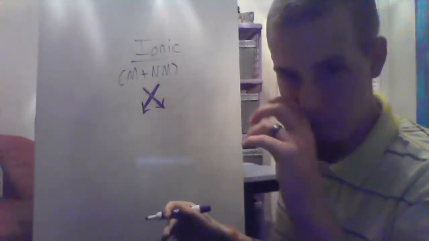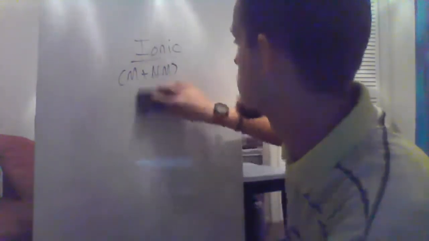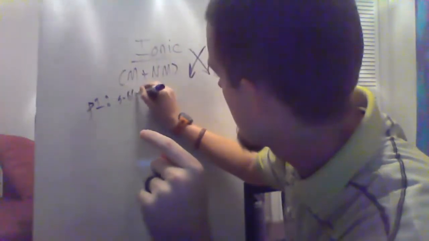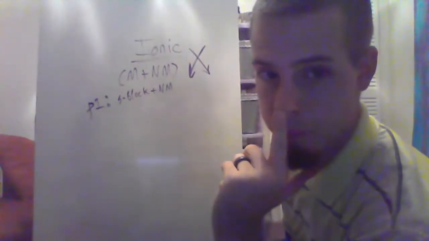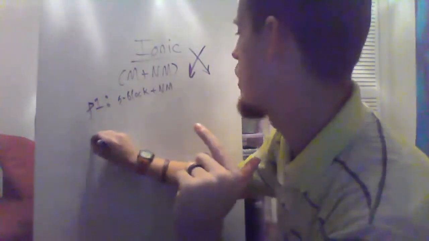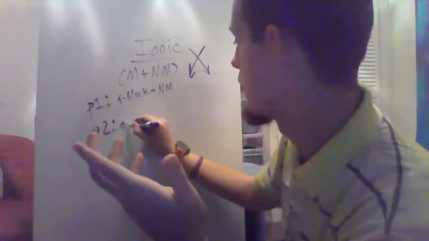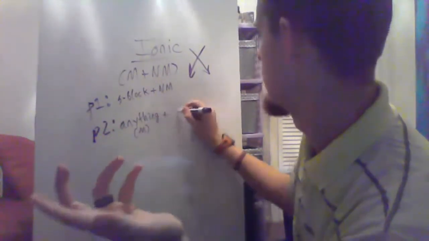So ionic, I break it into three things. We talked about these three things. I'm just going to erase this and put it right here, a little better placement for that. Three types. Phase one is an S block metal plus a non-metal. What I call phase two is anything, it's got to be a metal though, of course, plus a polyatomic.